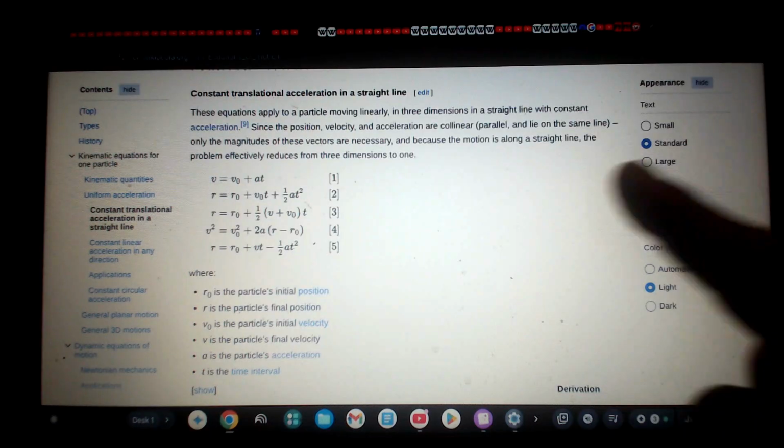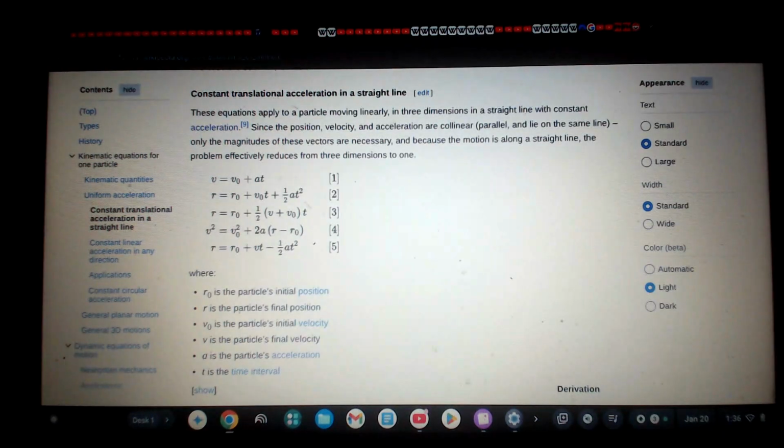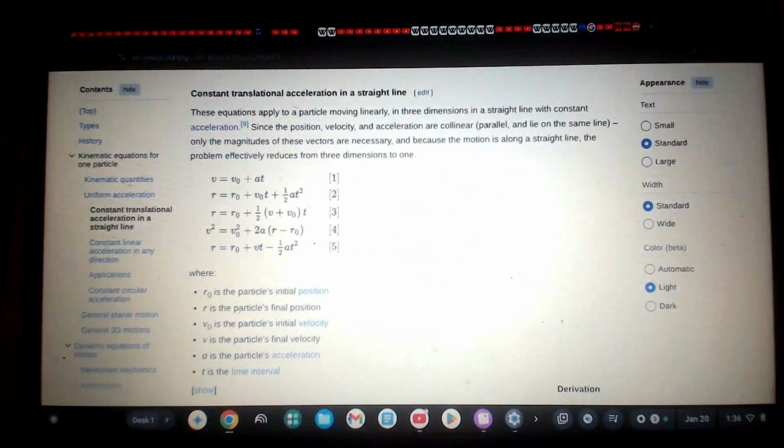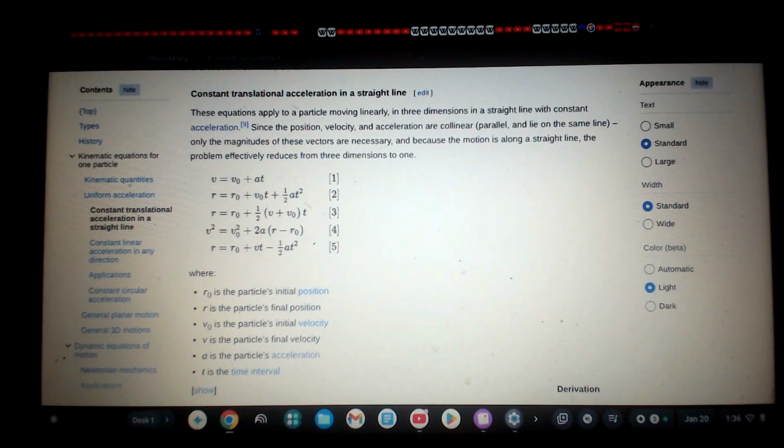And another reason is because you got this 2a. When they're manipulating the equation around, they get this 2a. And that's where the 2 comes from, okay?